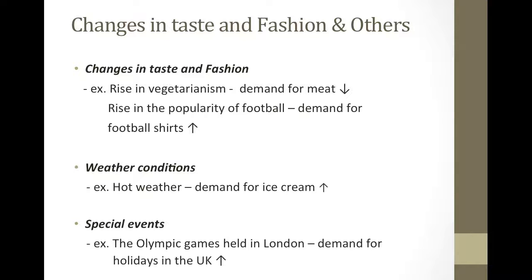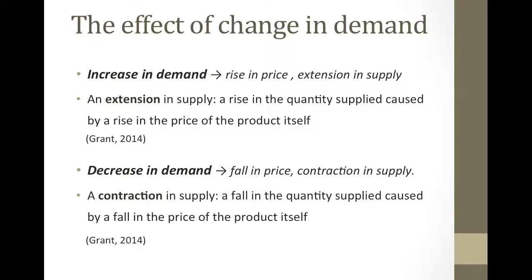I didn't mention all of the factors, but there are also other factors which affect changes in demand. So now let's see the effect of changes in demand. Firstly, an increase in demand will cause a rise in price and an extension in supply. An extension in supply is a rise in the quantity supplied caused by a rise in the price of the product itself. And a decrease in demand will cause a fall in price and a contraction in supply. A contraction in supply means a fall in the quantity supplied caused by a fall in the price of the product itself.